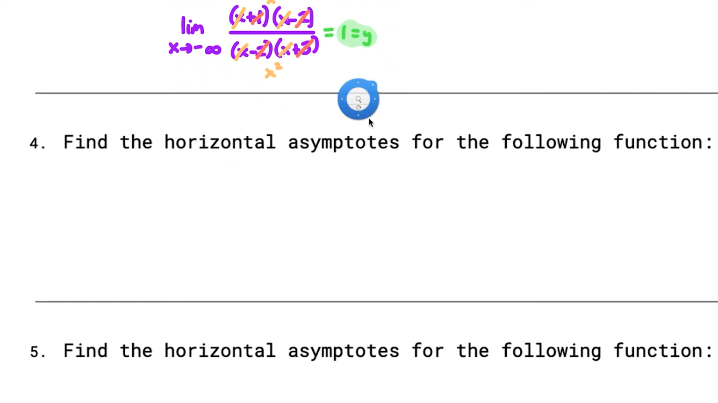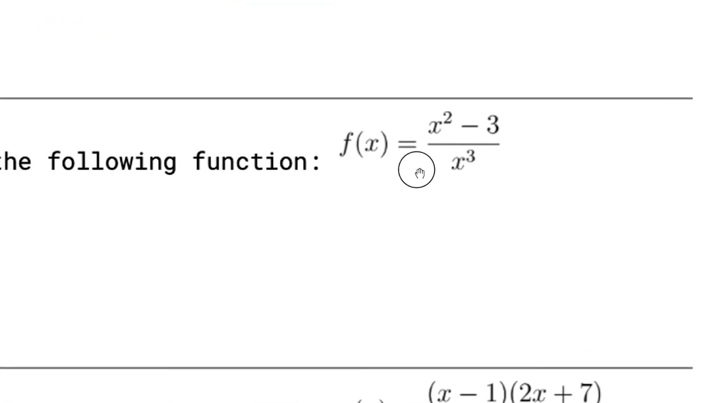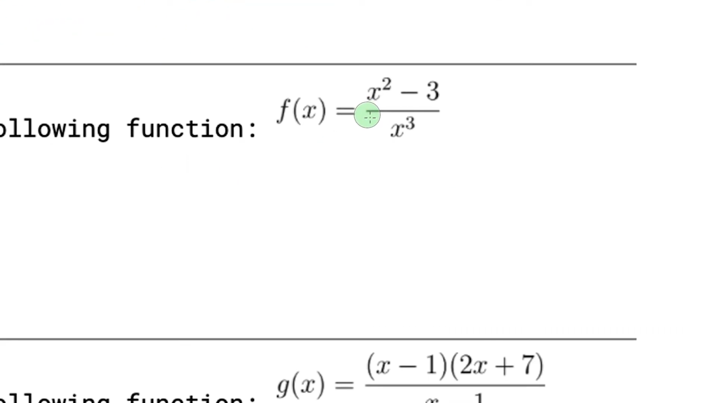Okay, number 4, it says find the horizontal asymptotes for the following function. So we have this function right here. One thing I do want you to notice right away is that the degree on top is 2, the degree on the bottom is 3. So that means there's going to be a bigger infinity on the bottom. If you have a bigger infinity on the bottom, it's going to approach 0. So I'm just going to say that y equals 0 here to start that off as the answer.